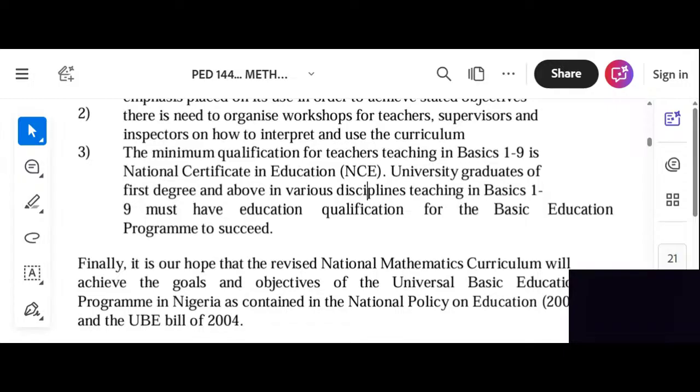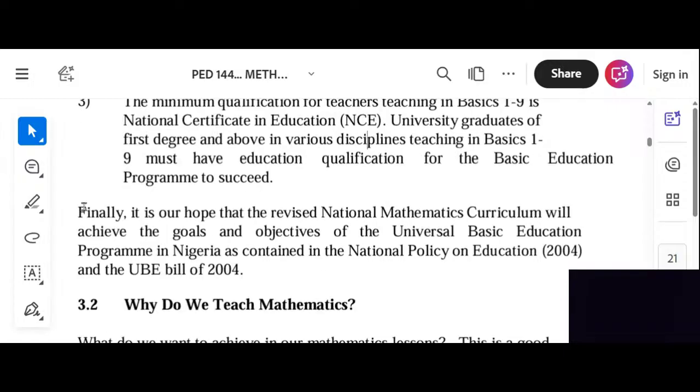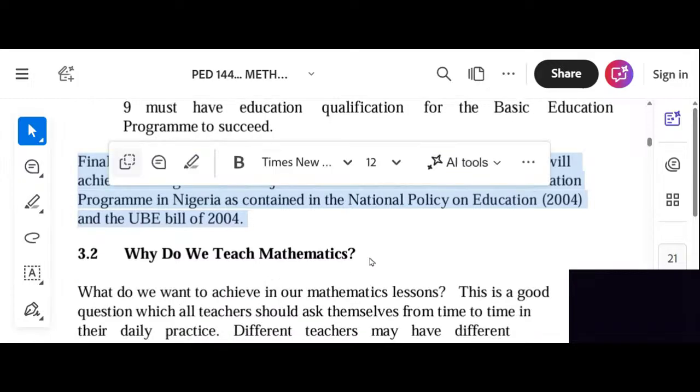Finally, it is our hope that the revised National Mathematics Curriculum will achieve the goals and objectives of the Universal Basic Education Program in Nigeria as contained in the National Policy on Education written in 2004 and the Universal Basic Education Bill of 2004. So that is that on that.